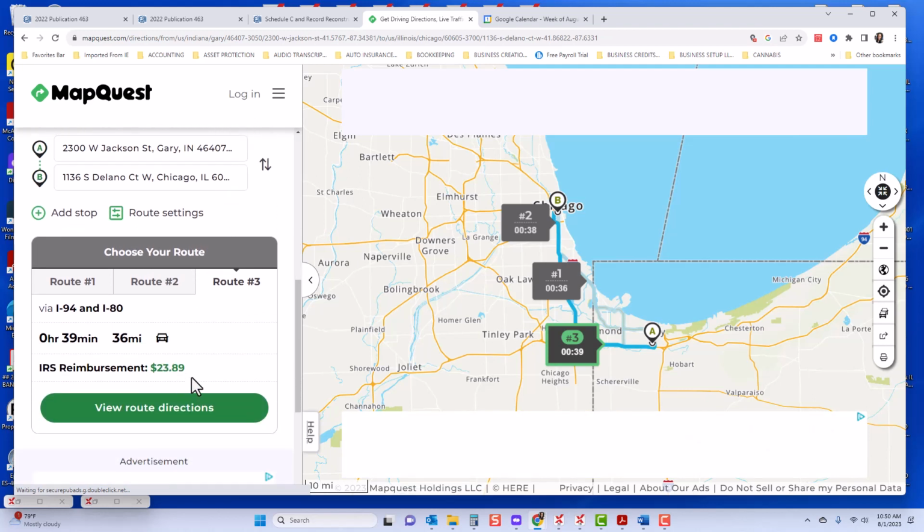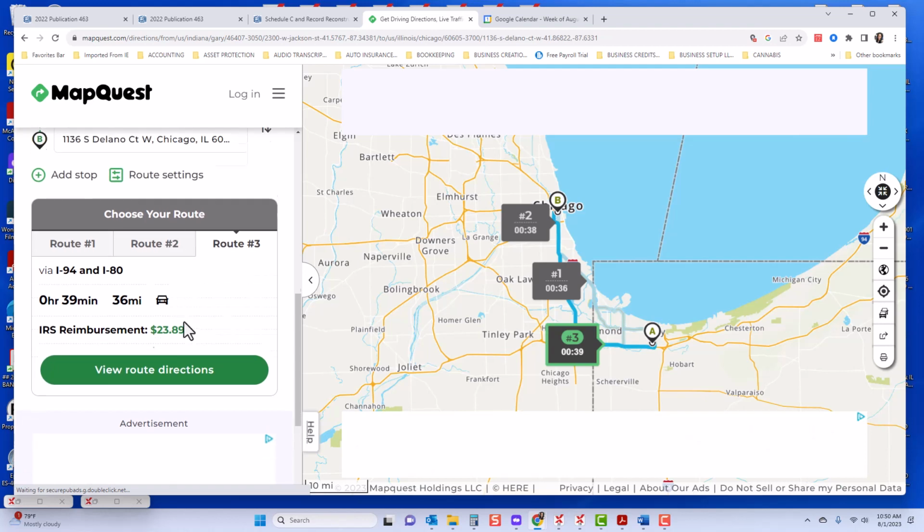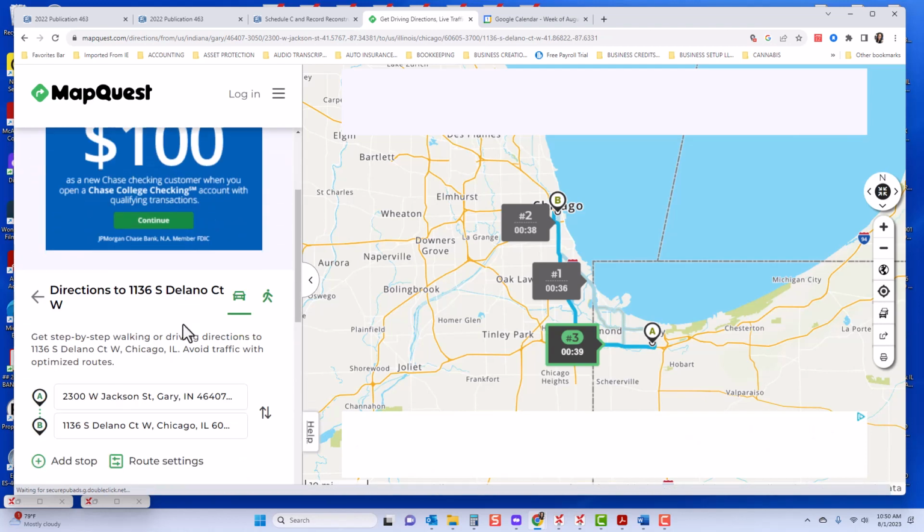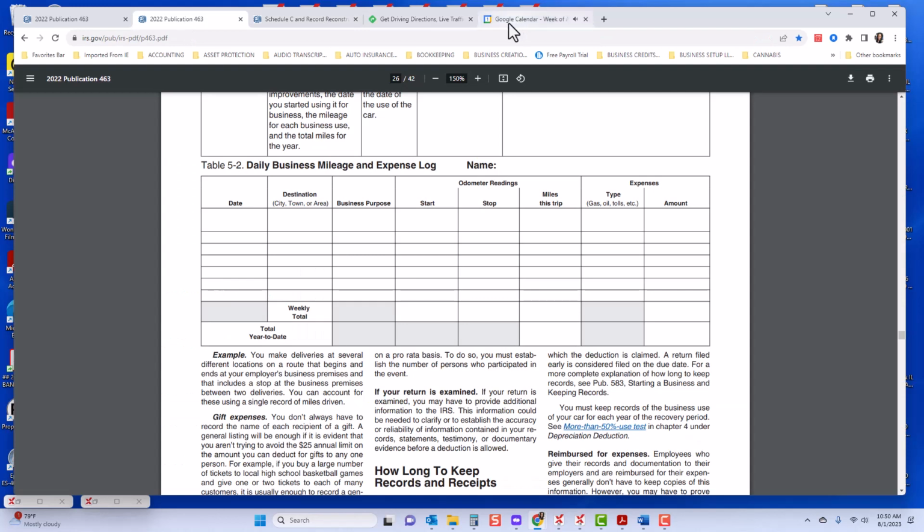Now, I just happen to know that this is round trip because I know it's not one way. But with MapQuest, you can select one way or round trip. Now, I also want to show you what the IRS expects you to do when you're tracking mileage. In IRS publication 463, we have page 26. And this is the daily business mileage and expense log.